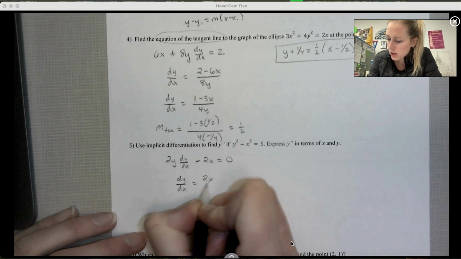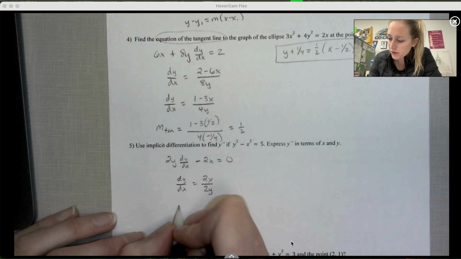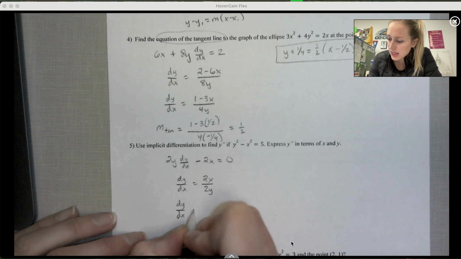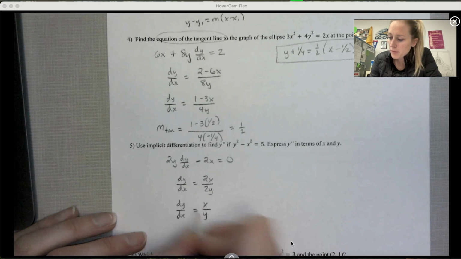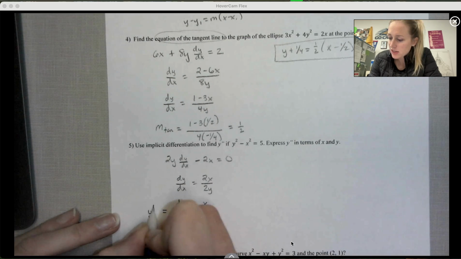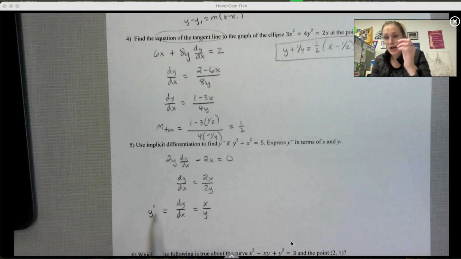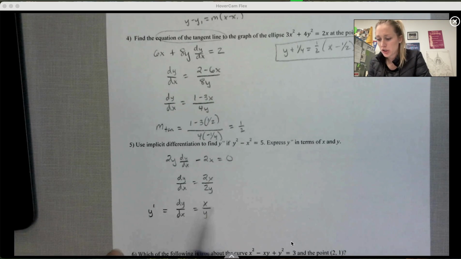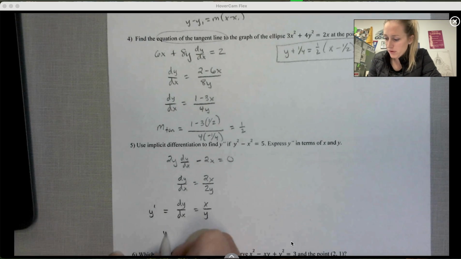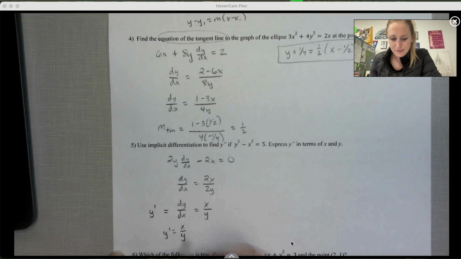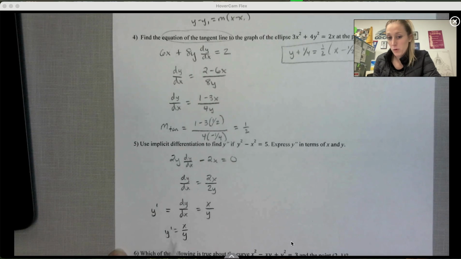So 2x over 2y, those 2's can cancel, so dy/dx equals x over y. And remember, that's the same as saying y prime, the first derivative. So basically, I know the first derivative equals x over y. Okay, so to find the second derivative, I have to do the quotient rule here.